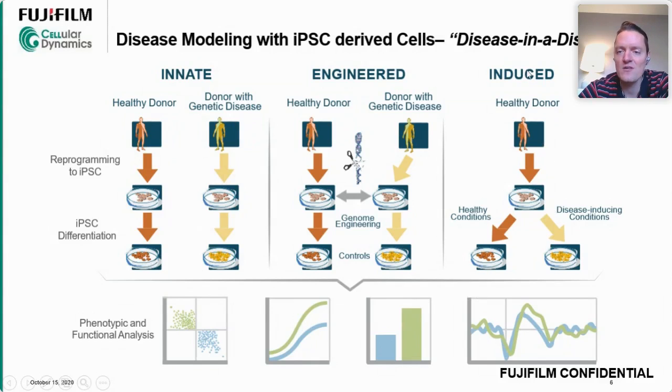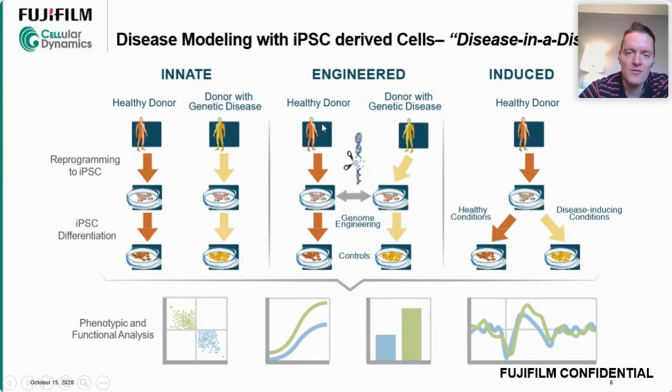Another way you can do this, on the far right, is to take just healthy donor cells and then make iPSCs and then use healthy conditions to culture them as a healthy cell, or use disease-inducing conditions to induce the disease phenotype. So examples of this might be using a high glucose media to look at diabetic cardiomyopathy, or adding amyloid beta fragments to induce some neurotoxic effects with neurons.